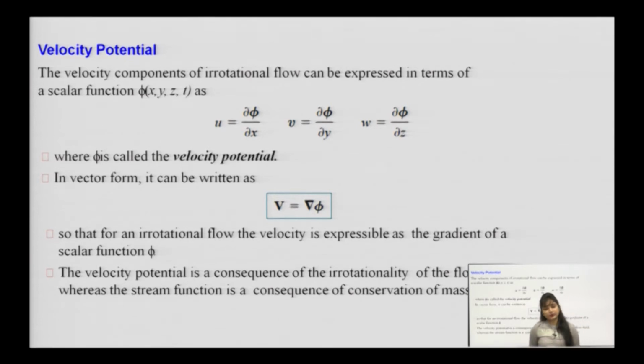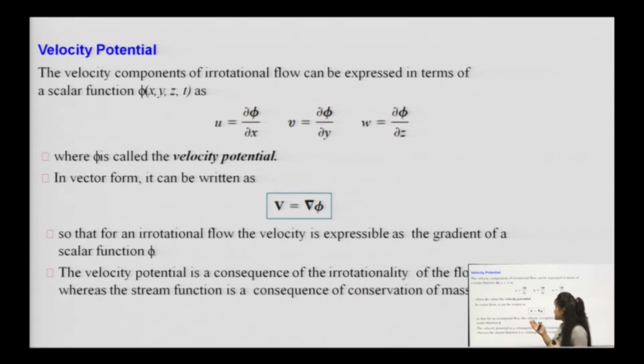Coming to the second portion, or the existence of another function, that is nothing but the velocity potential function. The previous definition of the stream function was that its partial derivative in any direction gives the velocity component at right angles to that direction, whereas in the velocity potential function this variable is in a form where its negative derivative gives you the velocity component in that particular direction.